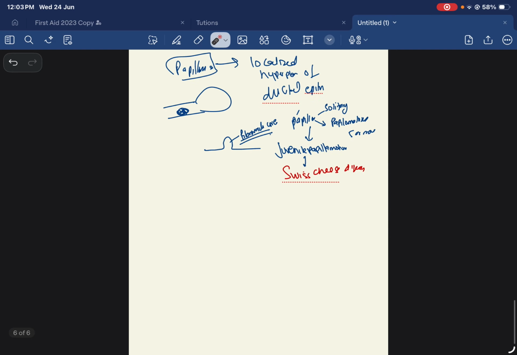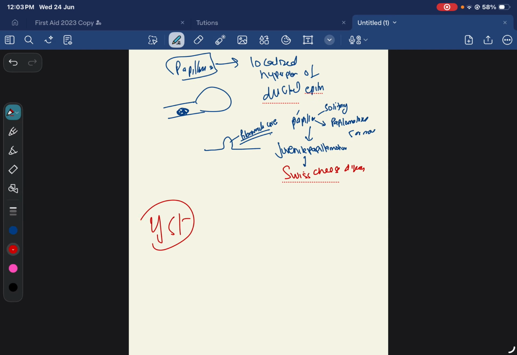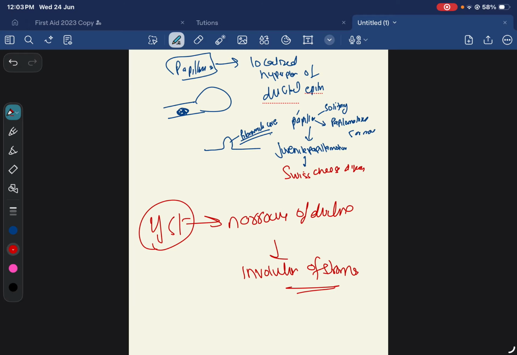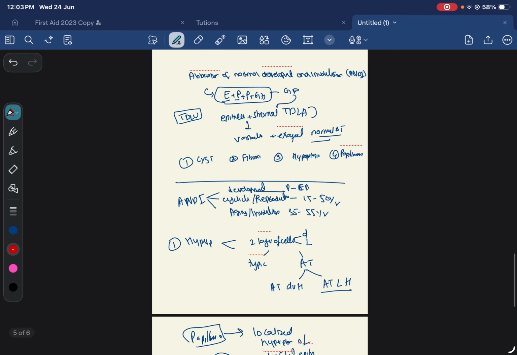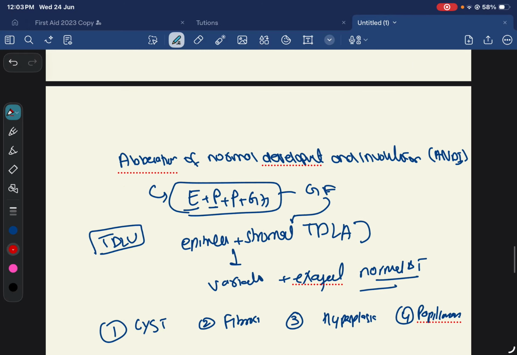And for the cyst part, it's basically what? It is actually the narrowing of the ductules. Why? Because of the involution of stroma.